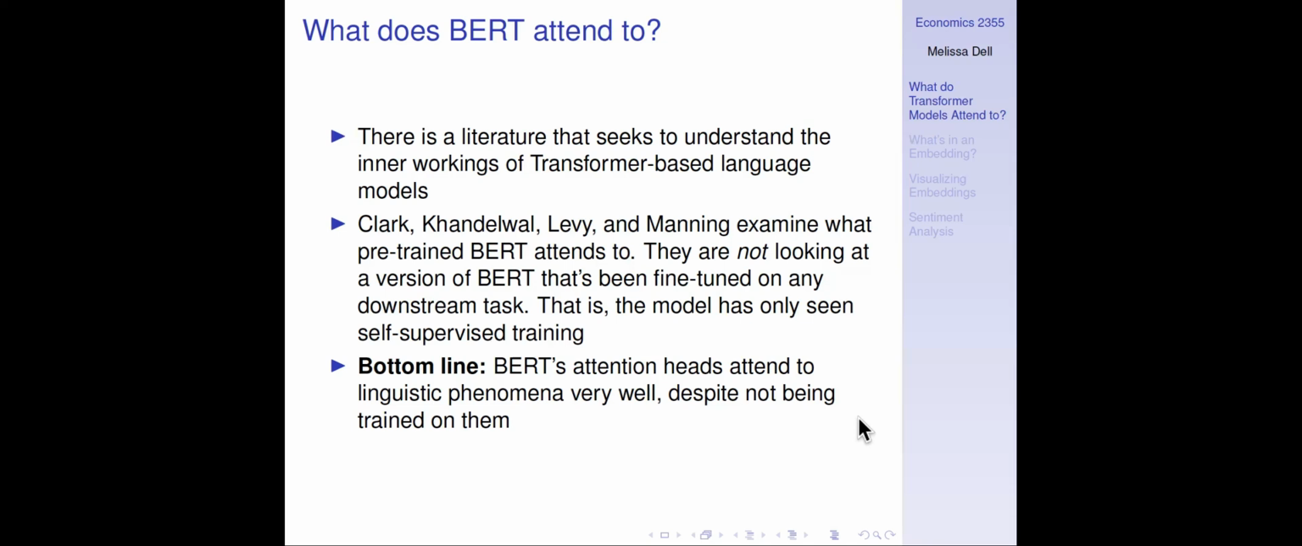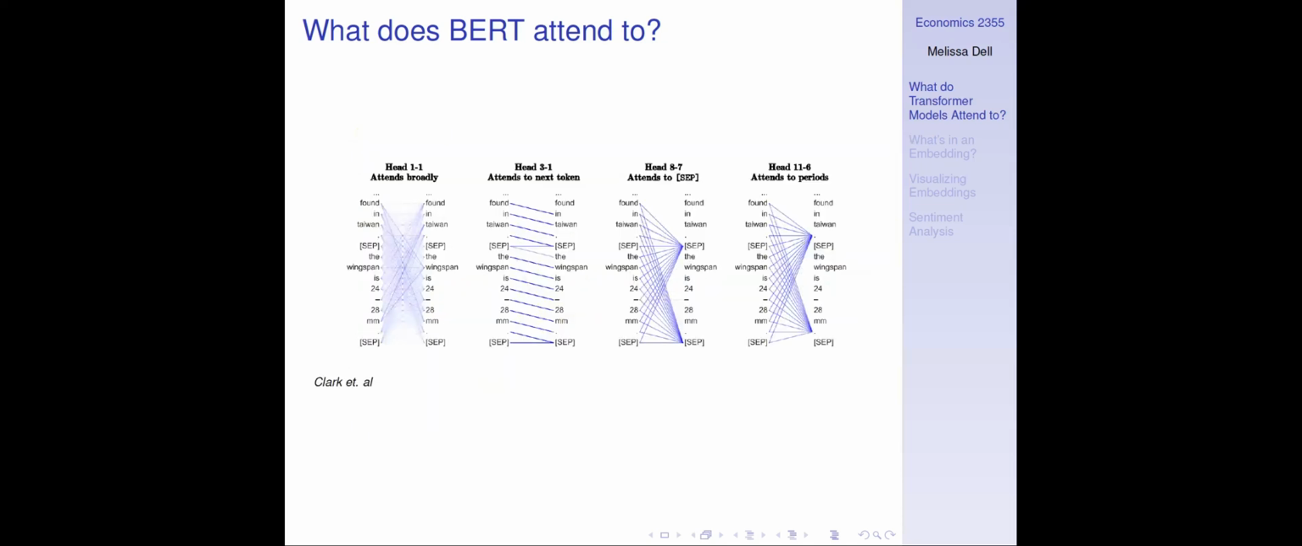The bottom line is that when you look at BERT's attention heads, they attend to different linguistic phenomena very well, despite not having been trained to do that. They're just trained to predict the masked tokens. But from that paper, you see attention head 1-1 is attending very broadly. Head 3-1 is attending to the next token. Head 8-7, the 7th head in the 8th layer, is attending to the separator tokens. The 6th head in the 11th layer is attending to periods in the sentence.